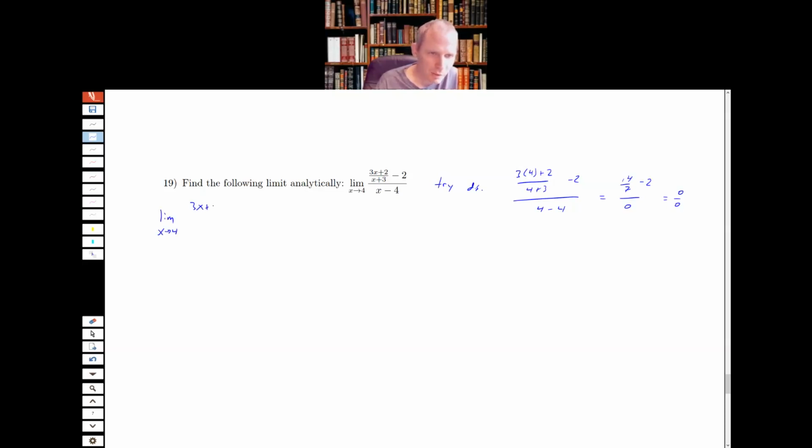I have this 3x plus 2 over x plus 3, and I'm subtracting 2. I'm going to turn this into a fraction. The way that I'm going to do that is I'm going to multiply and divide by x plus 3 so that I have a common denominator.